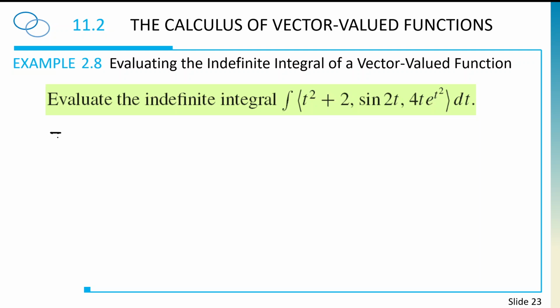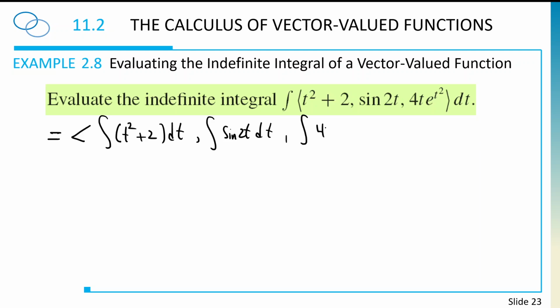So basically what I'm going to do, I'll have the integration inside. This is the indefinite integral. So this is the integral of t squared plus 2 dt, comma, the integral of sine of 2t dt, and then the last one is the integral of 4t e to the power of t squared dt. Now I need to deal with the integration one by one.